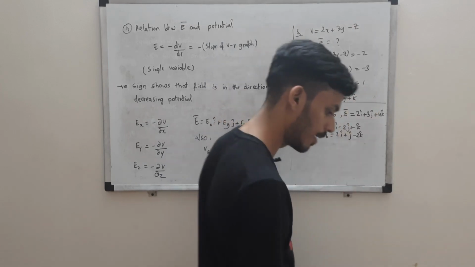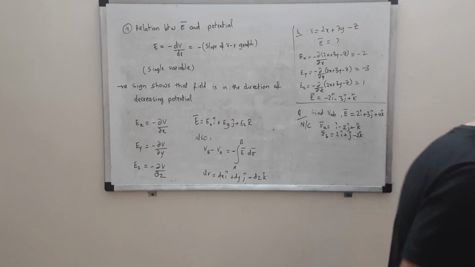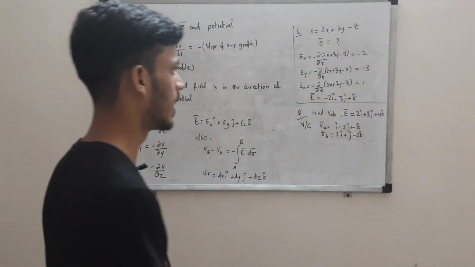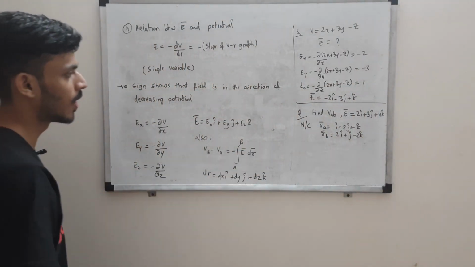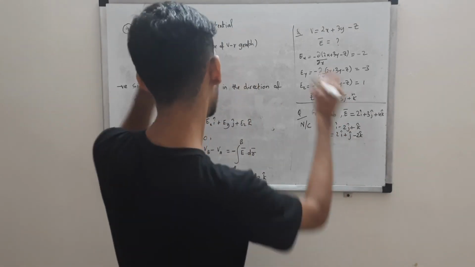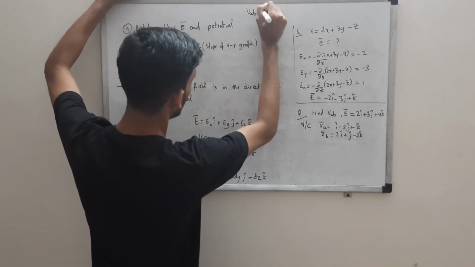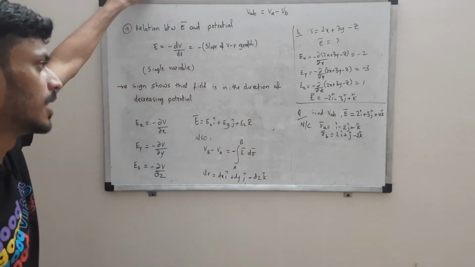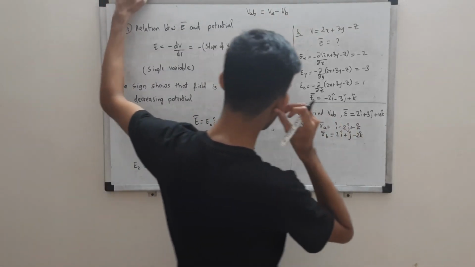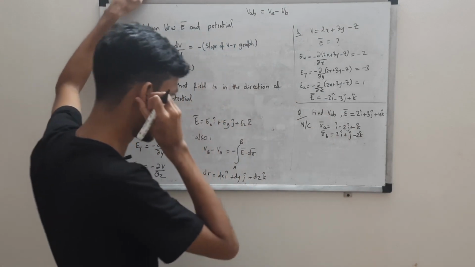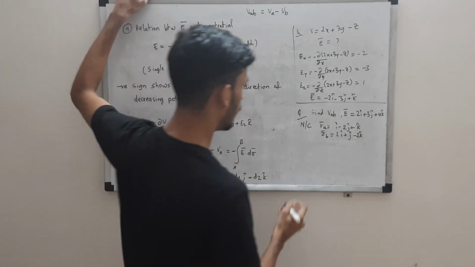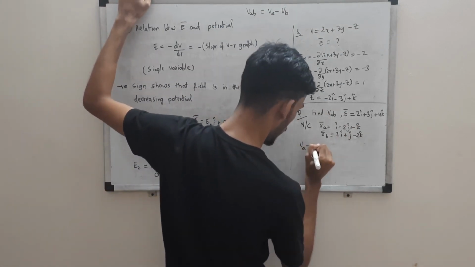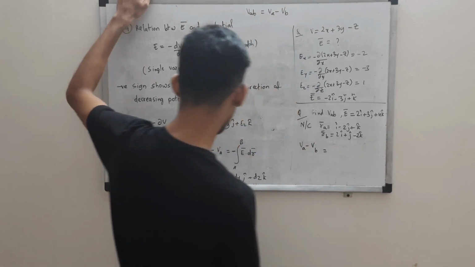Okay, let me check that. Minus 2 minus 3 plus 1. Okay, that is correct. Let's come to this one. Here we are supposed to find VAB. VAB basically means VA minus VB. Electric field vector is given and RA and RB are also given. So if you see VA minus VB, we'll use this formula.